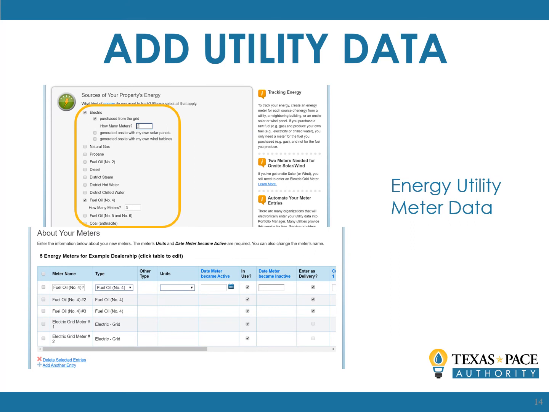Depending on the type, Portfolio Manager may prompt you more about the source, such as the source of your electricity. You can select as many sources as you have and enter the amount of each type. On the next page, you can name each meter type to avoid confusion. Portfolio Manager will also ask you to fill in some basic information about each meter, such as the type of energy units used, the date you began using it, and if the meter is still active. You're able to change these inputs later on if something changes.